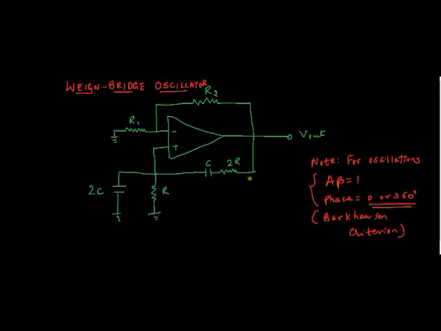In this video we'll discuss the Wien-Bridge oscillator. That is, we'll calculate at what frequency the given circuit will oscillate and also the condition at which the circuit can sustain oscillation. So in this video we'll see at what frequency the circuit will oscillate and also the extra conditions.